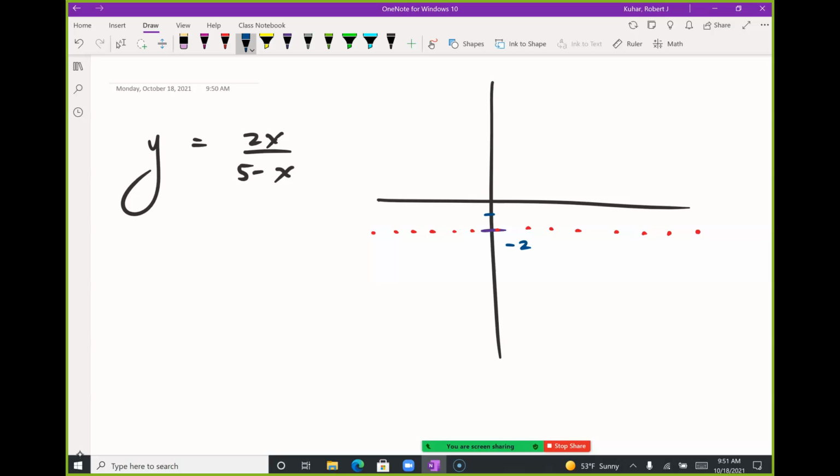Okay. Look at the mother of the numerator, 2x. What's the mother of the denominator? Negative x. What's the ratio? So negative 2. What's my vertical asymptote? 5. Yeah, 5.